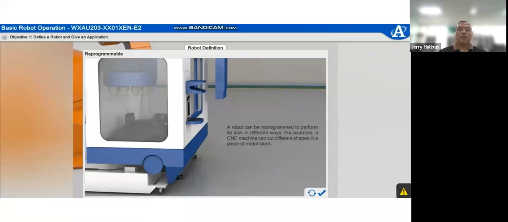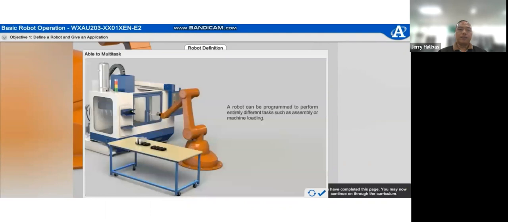But in this case, if a robot is the one using the CNC machine, it does the input, picking up the piece of metal stock and placing it inside, and at the same time placing it out after it is finished. So this is an example application where an industrial robot or robot arm can be used to automate the process in CNC machining. Once it is finished, it unloads it, and so on and so forth.